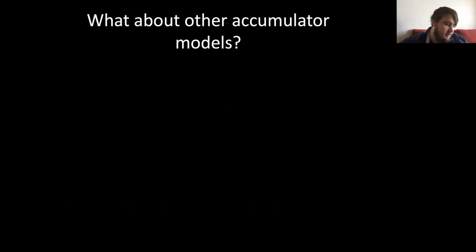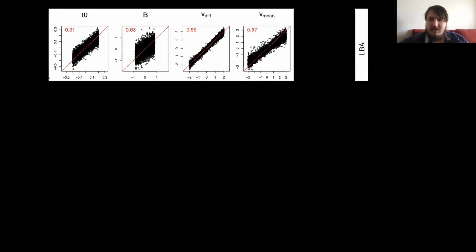Okay, so the second talking point here is, what about other accumulator models? Is this just an LBA thing, or does this apply to other accumulator models that we know about? As I talked about before, the LBA, the LCA, and the racing walds. And so here we have the same results as before. It's the LBA: VDiff is good, non-decision time's all right, threshold is extremely bad.